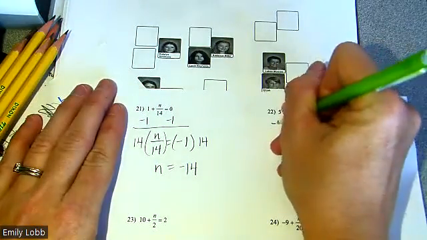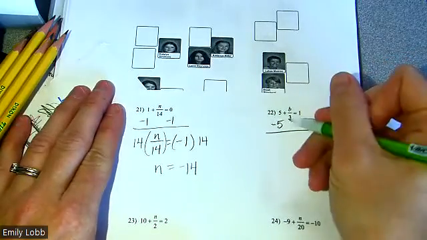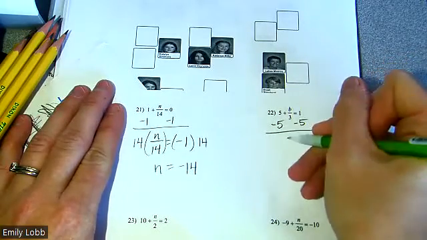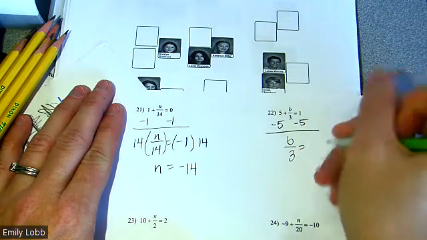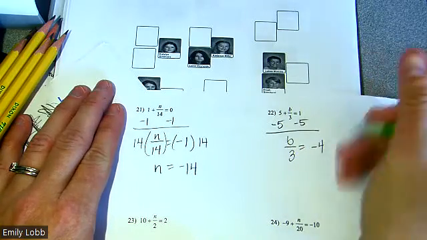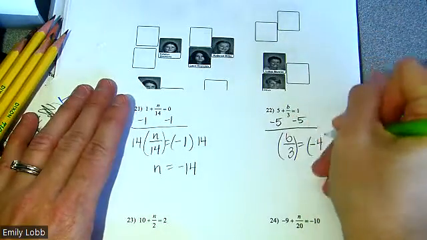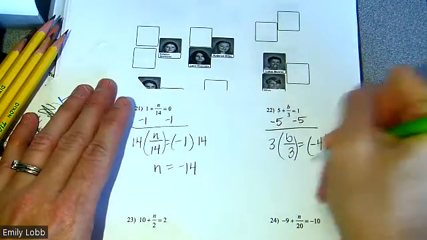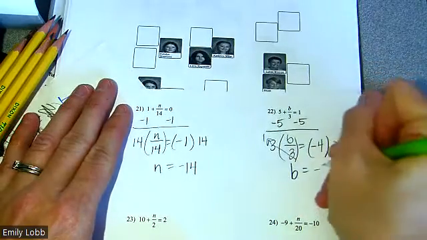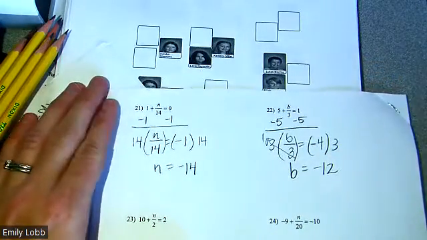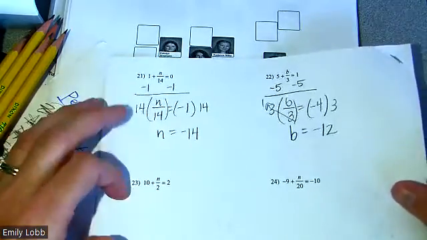Again, I have to get rid of my constant first, so I'm subtracting it from both sides. 5 minus 5 is 0, it goes away. I bring down my b divided by 3. 1 minus 5 is actually -4. Now to get rid of dividing by 3, I have to multiply both sides by 3. So this becomes b equals -12. Does that make sense?